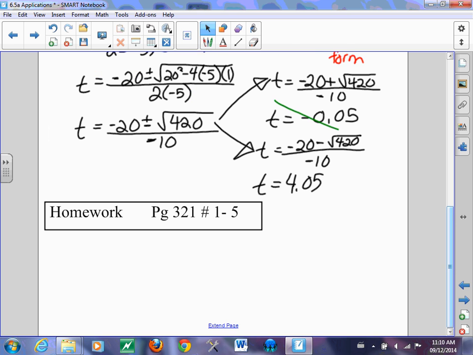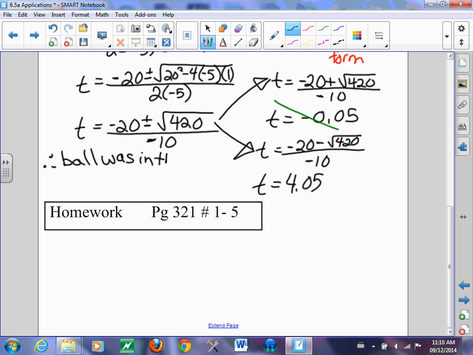Okay, so don't tell me the time is that. Don't forget that you need to do your therefore statement. So then you're going to say, therefore, ball was in the air for 4.05 seconds from being kicked.